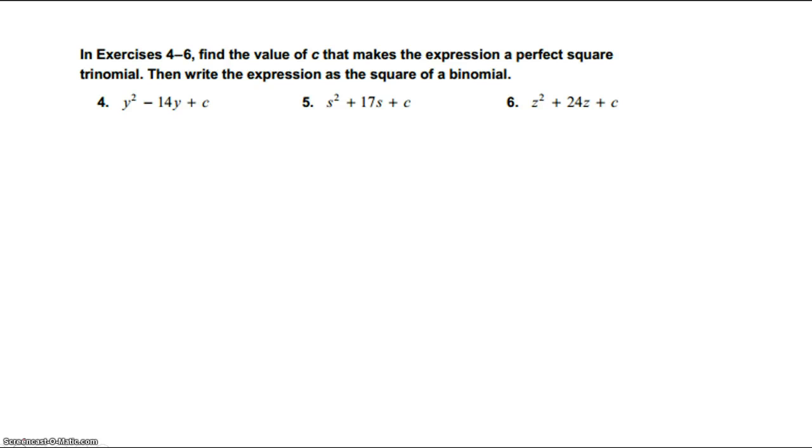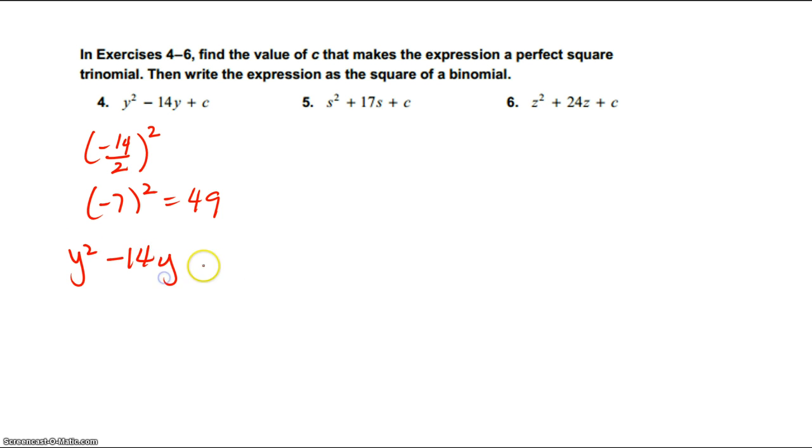So what we're going to see in this next one is what's called completing the square. Find the expression of c that makes it a perfect square trinomial. That's what we're going to use from the discovery of b divided by 2, squared. So when we want to write this as a perfect square trinomial, we take the b term, negative 14, divide it by 2, and square it. So that would be negative 7 squared, which is 49. So that would give me the perfect square trinomial y squared minus 14y plus 49.